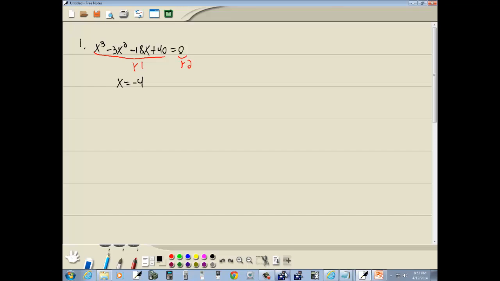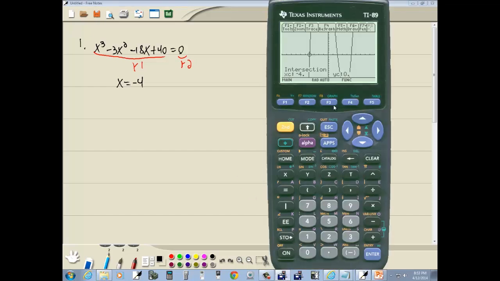Well, we've got 2 more answers. We need to go through the process 2 more times. So I'll press F5 for math, choose 5 for intersection. First curve I'll do enter, second curve I'll do enter, and lower bound, I'm going to go over here to the right. I want to be to the left of this answer, which there is fine, so I'll press enter. Now for upper bound, I want to go to the right of where the answer is, which there is fine, so I'll press enter. And it tells us our second answer is 2.